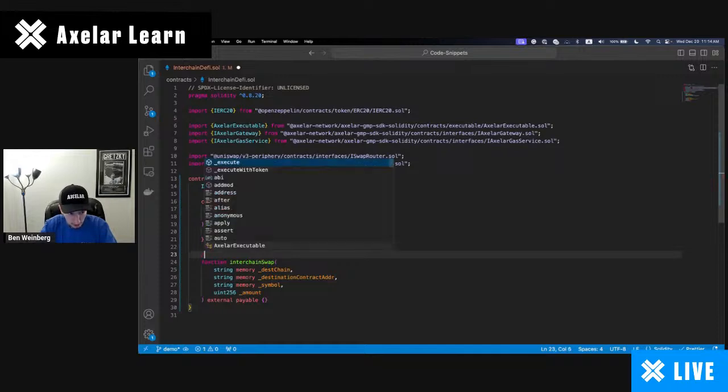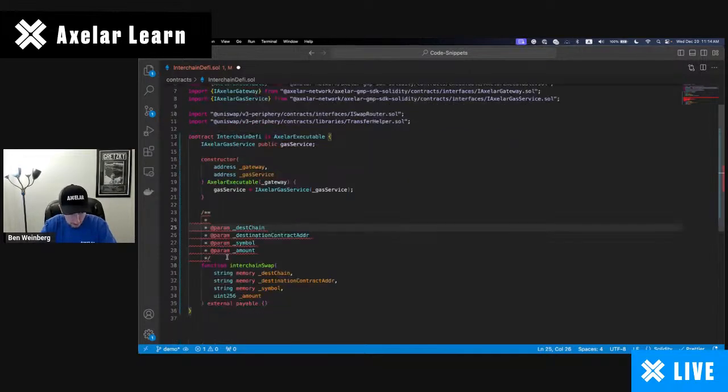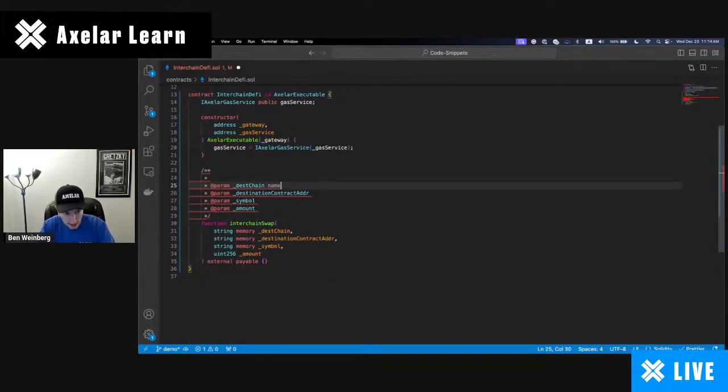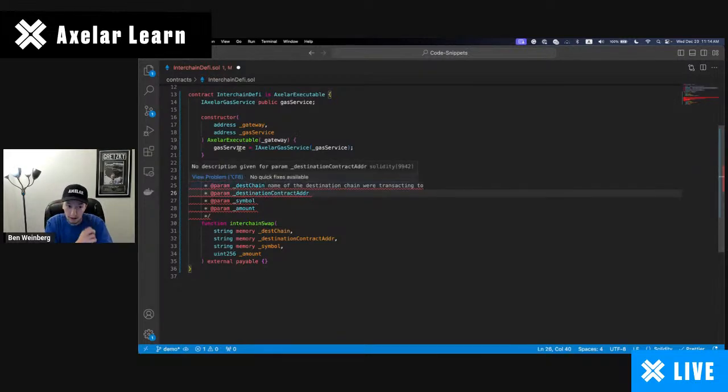So what is going on here? What are these parameters? Well, this is the name of the destination chain we're transacting to. So if we're transacting from Polygon to Ethereum, this will just be Ethereum because that's where we're going to. The second parameter will be the address that we're transacting to. So once we get to Ethereum from Polygon, where on Ethereum are we going to? We need an address. So that's the address we're going to be passing in here: the address on the destination chain we're transacting to.